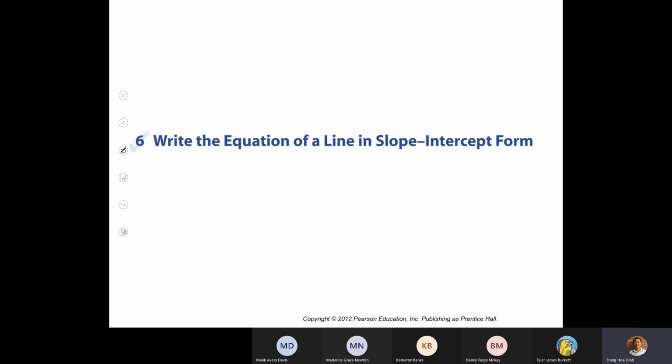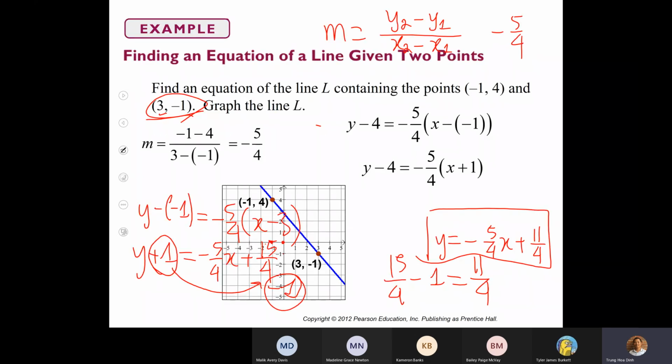Write an equation of a line in the slope-intercept form. Actually, that's what we did in here. Look at this. This one is the slope-intercept form. Why? Because you have the slope right here. And what is the x-intercept? No, sorry, this is the y-intercept. You put x equal to 0, you get the y-intercept. So that is the slope-intercept form. Does that make sense?